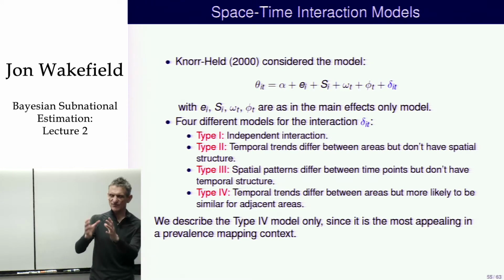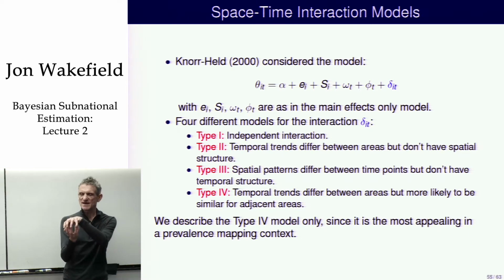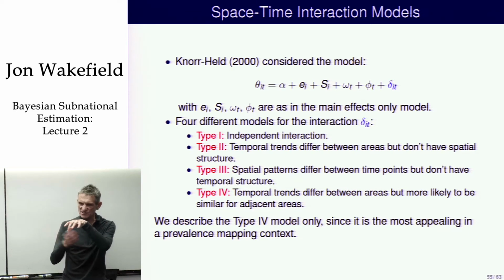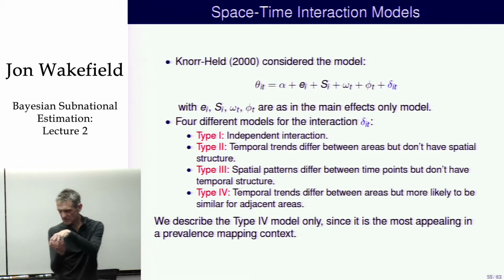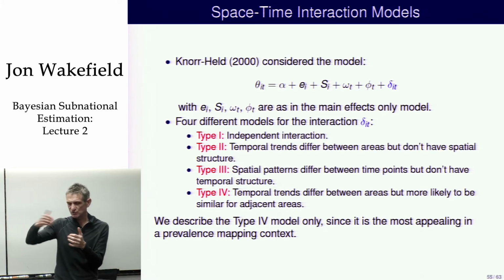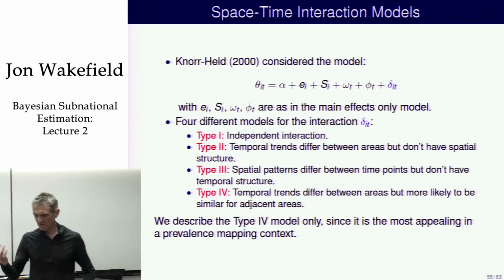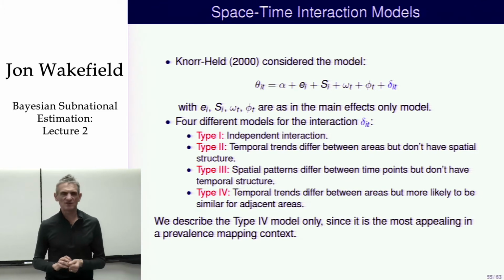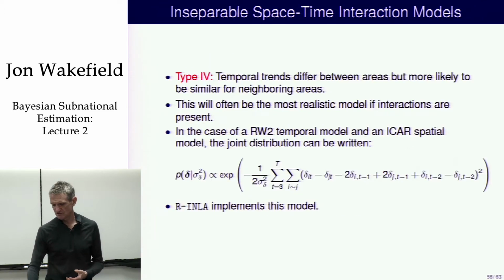So if the interactions around me in space are high, so if I'm deviating from the local pattern, from the main effects rather, they're all saying the same thing. I'm going to be pulled up with those. And if in the previous time period they were also high, then they're going to be moved towards those as well. So this is really the most appealing in a prevalence mapping context because we would expect smoothness.